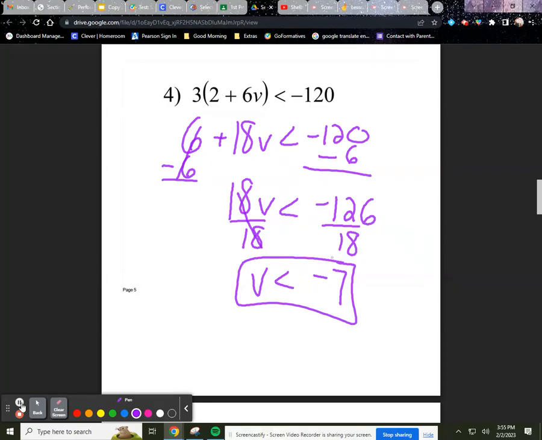Here's the solution for number 4. Please check your steps. Pause if you need to find your mistake. Our answer is v is less than -7. I did not have to flip my sign at all in this one.